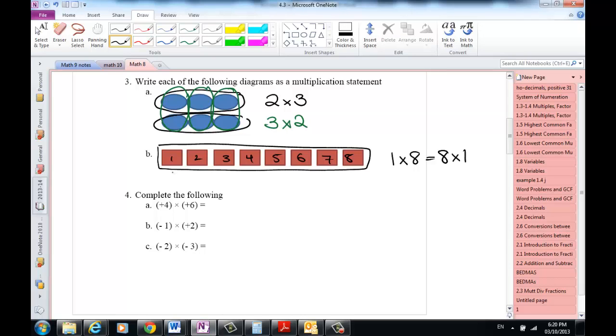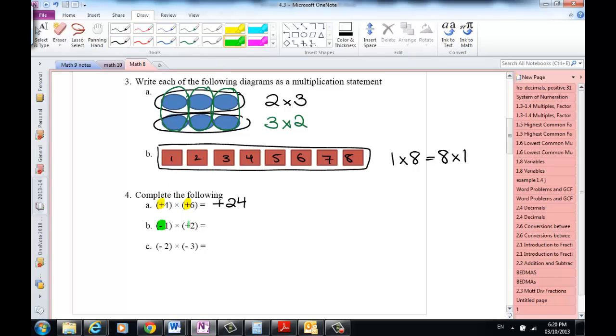Alright, let's look at some without diagrams. So if I have positive 4 multiplied by positive 6, now this one we know, okay? We generally don't write the positive signs in here, but it's just really because we're talking about positive and negatives, because we're looking at integers, and therefore our answer we should guess is 24.